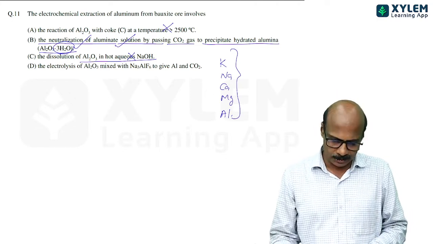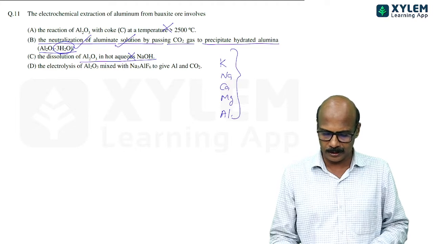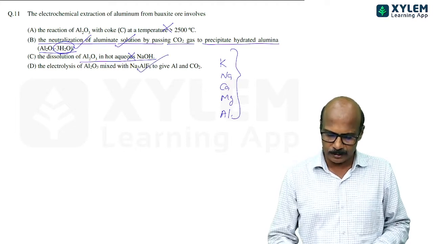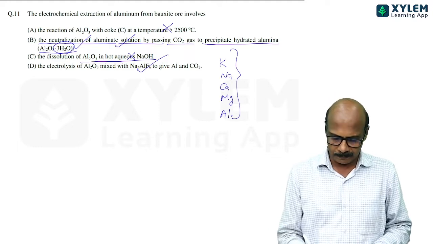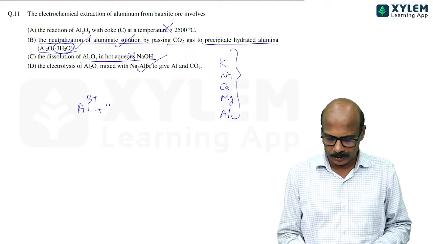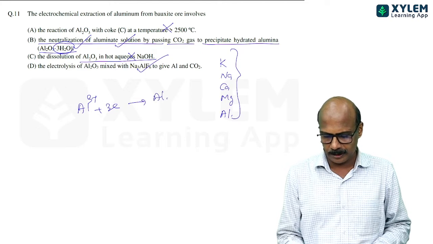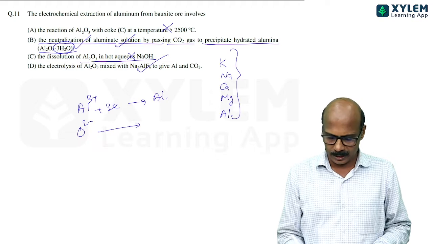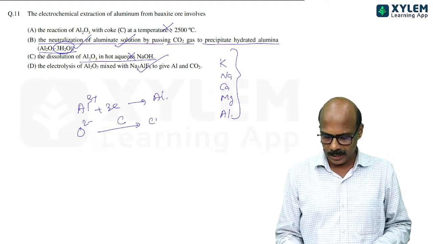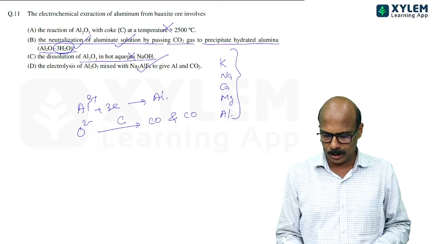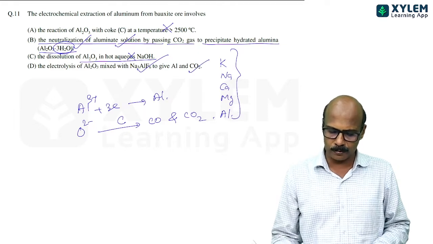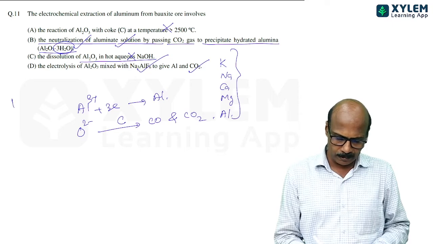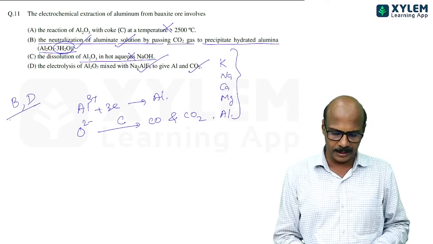What about the D option? Electrolysis of Al2O3 mixed with cryolite to give aluminium and carbon dioxide. That you know, that is a correct statement. Al3+ will migrate to the cathode and you will get aluminium at the cathode. Meanwhile, oxide ions migrate to the anode and that will consume the carbon, and carbon gets transformed into CO and CO2. CO2 gas along with CO is produced during electrolysis. So here you can take B and D are correct statements.